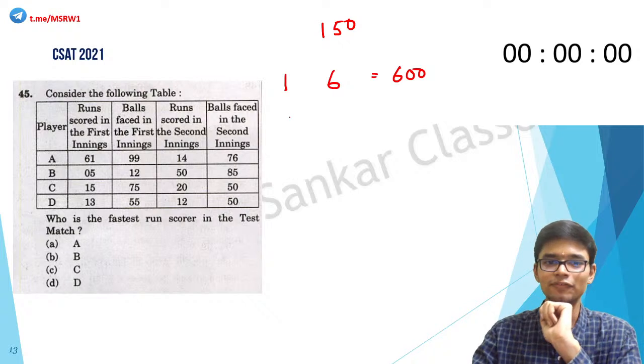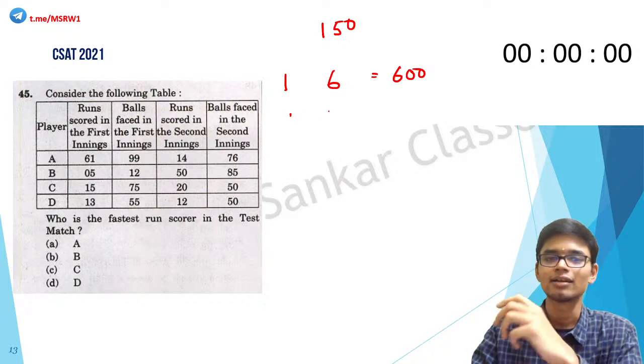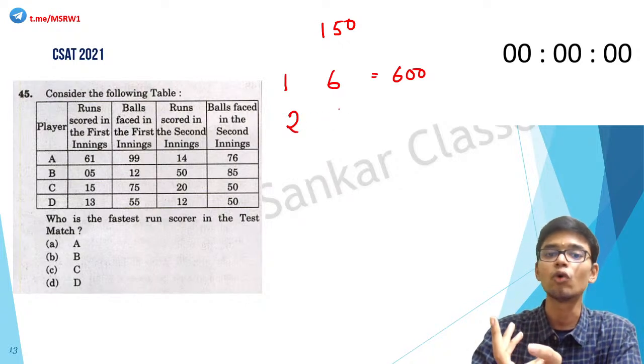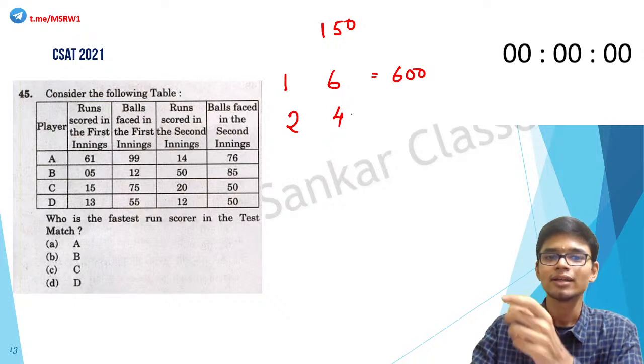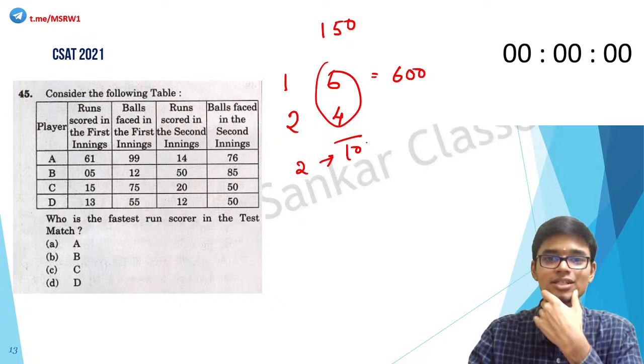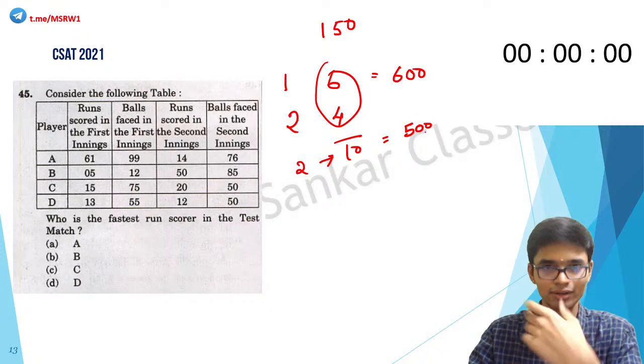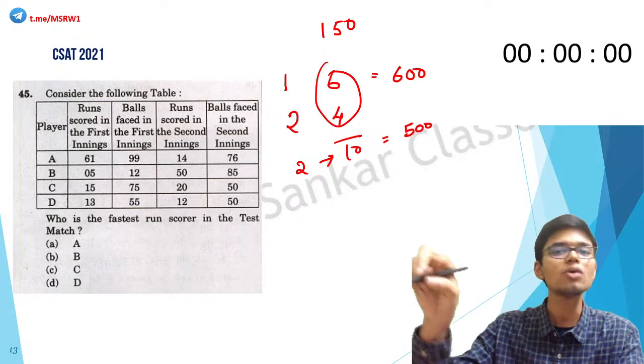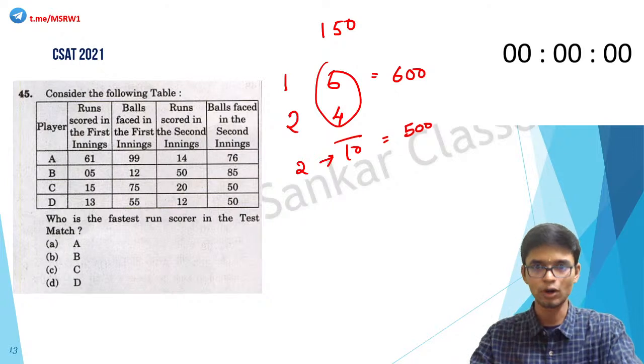Clear? If in the second ball he took a 4, then totally he took 10 runs, right? 10 runs in 2 balls. So what is his strike rate? It is 500. How did we get this? 10 divided by 2 into 100. Runs divided by balls into 100.